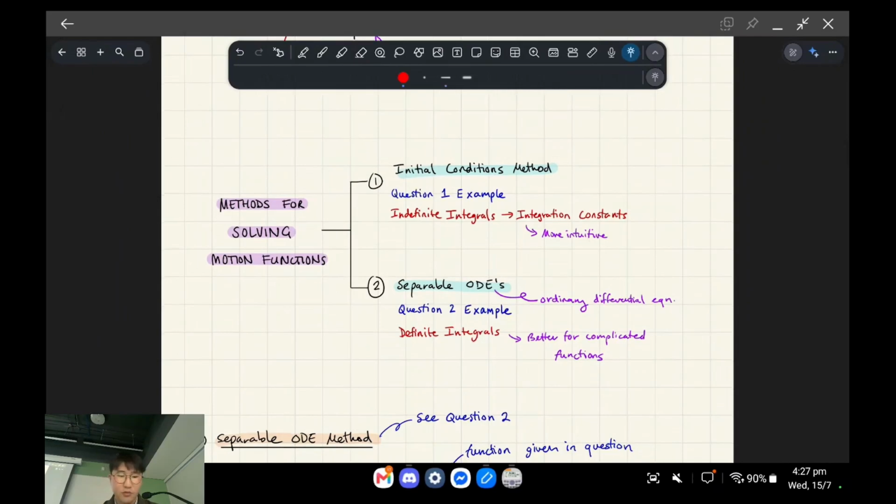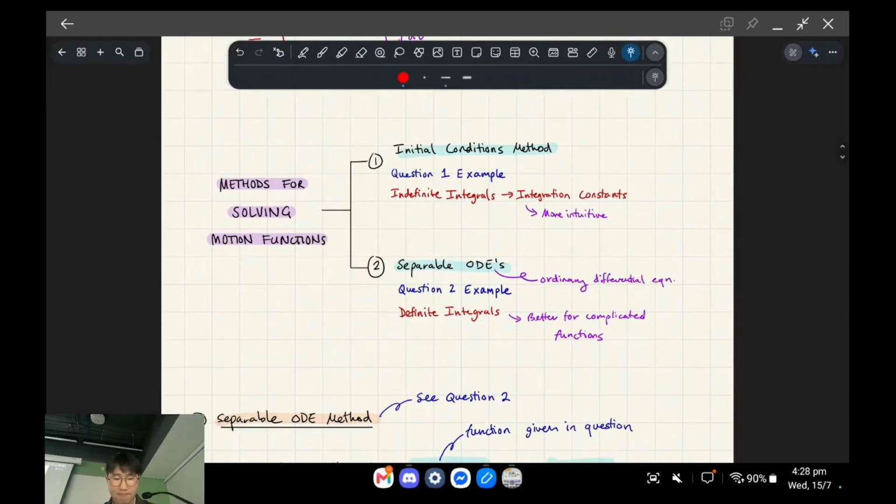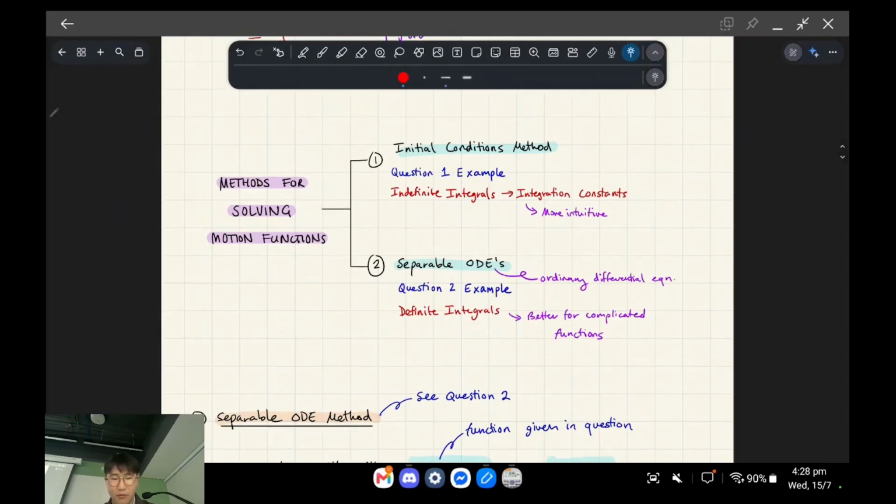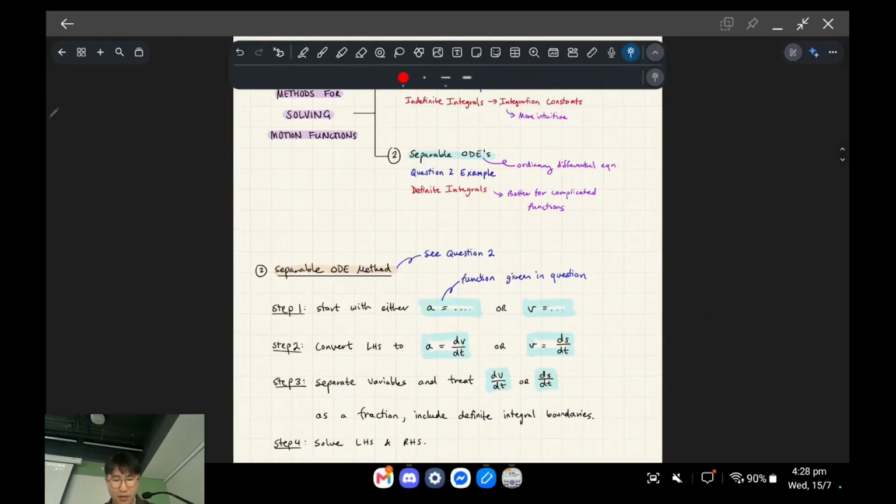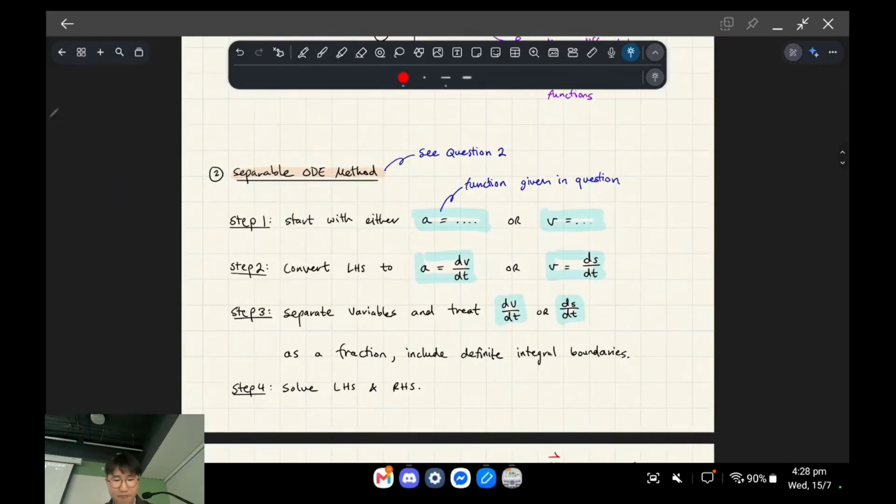The second method, which I'll show you in the second question, is the separable ODE method. You might not have come across this before. ODE stands for ordinary differential equation, but it's actually quite simple. It's just less intuitive why we do it, but it will give you the correct answer for more complicated functions. So I would say this is the preferred method in a lot of ways. There's a bunch of steps here, but I won't run through them now because it makes more sense to see in the question. This separable ODE method is what I'm going to run through for question 2. But before we move on to that, I'm going to show you question 1.